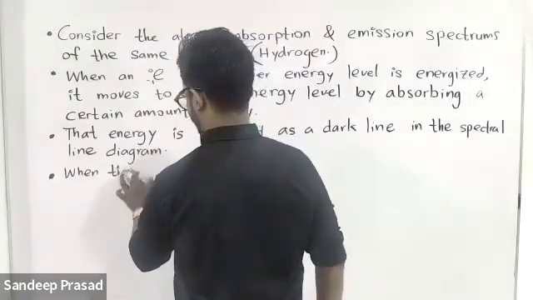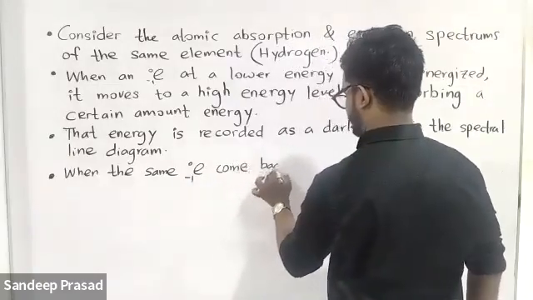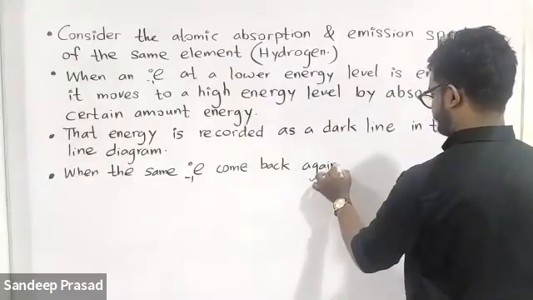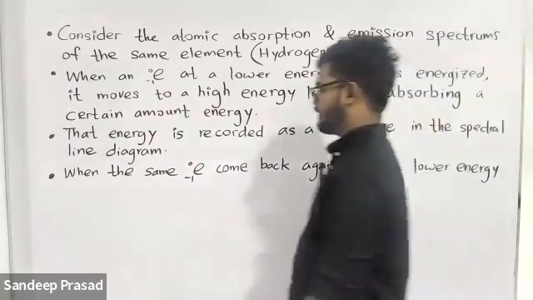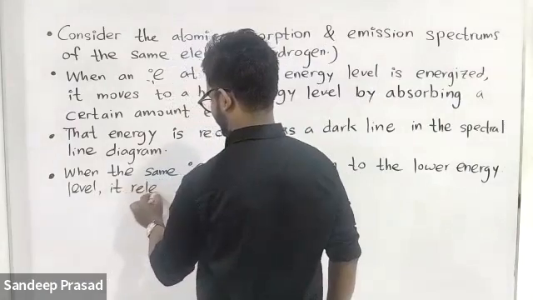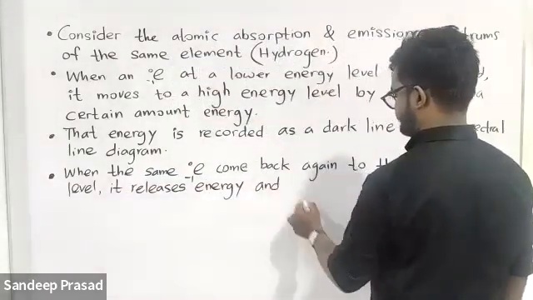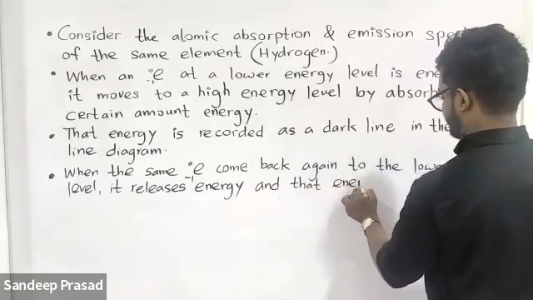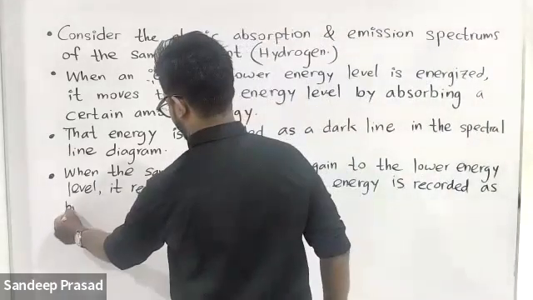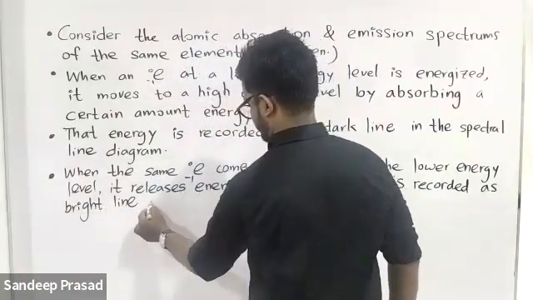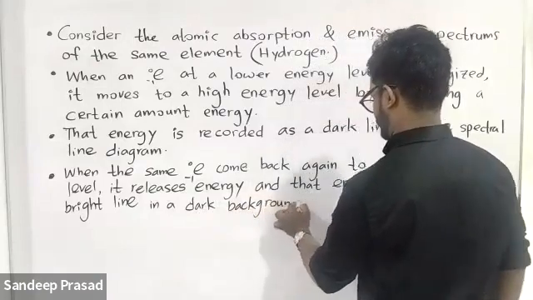When the same electron, write down, when the same electron comes back again to the lower energy level, it releases energy, and that energy is recorded as a bright line in a dark background.